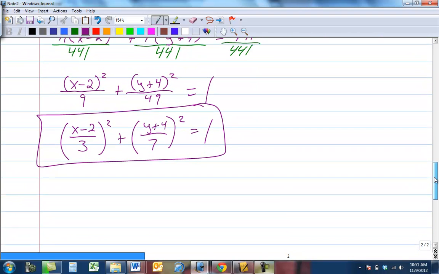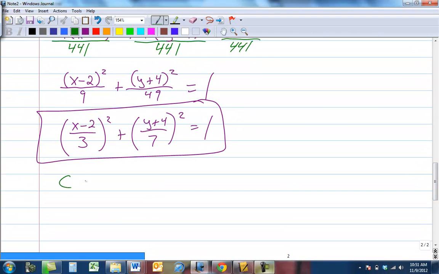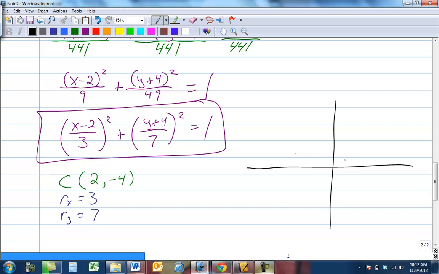First of all, where's the center? The center is at the point (2, negative 4). What about r sub x? R sub x is 3, and r sub y is 7. All right, so let's start there. Let's graph this. I'm just going to make a sketch today for this one problem. Our center's at (2, negative 4). So I'm going to make a bunch of tick marks.